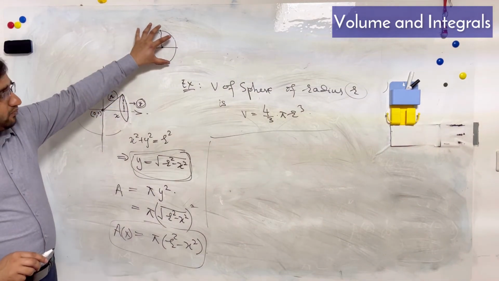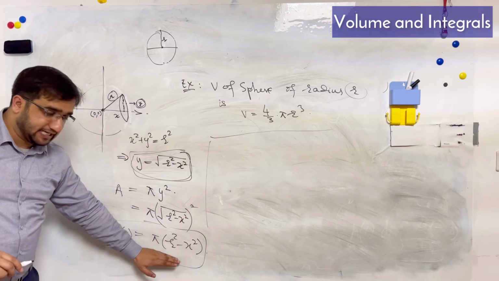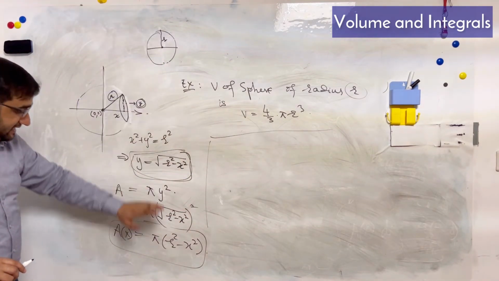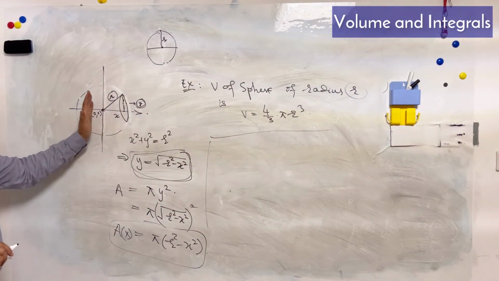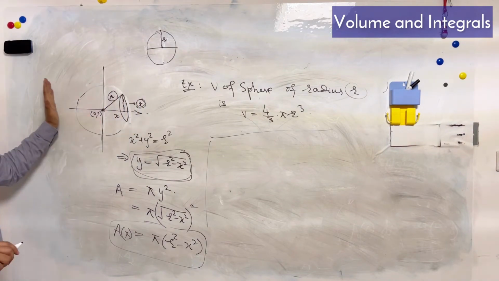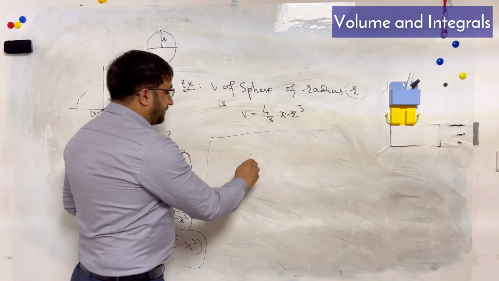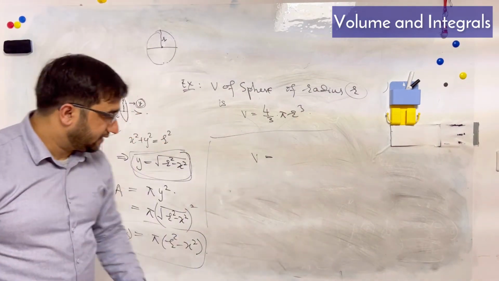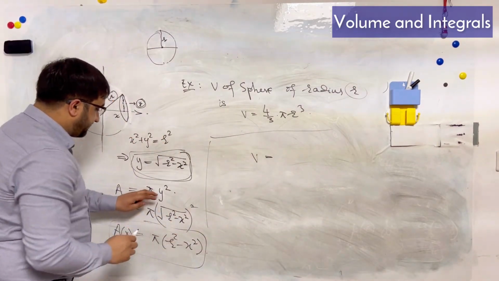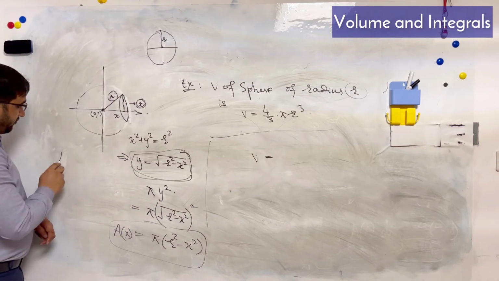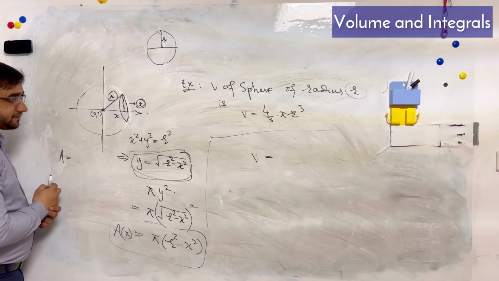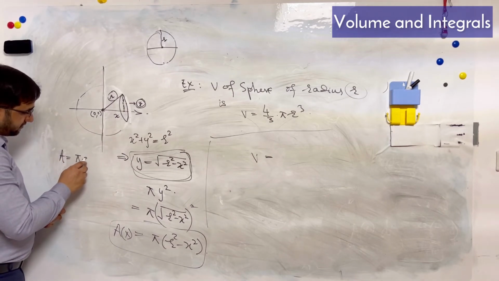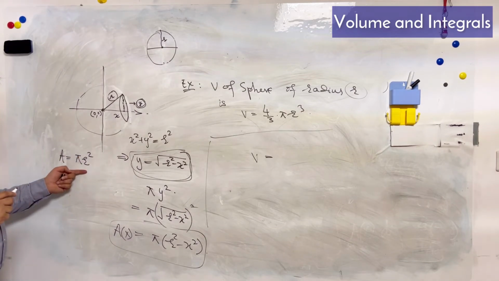Using one slice, I have found the area function. Now this area function will represent the whole ball. Pi y square, I replaced the r with y. You know what the area of a circle is? Pi r square.